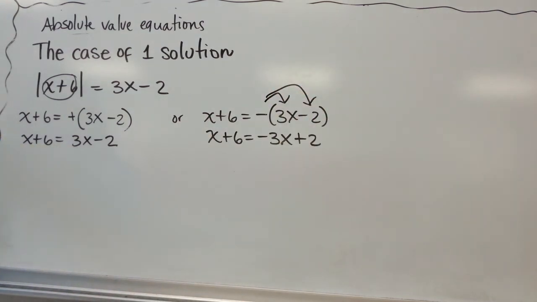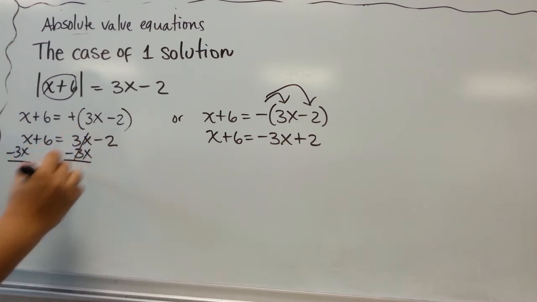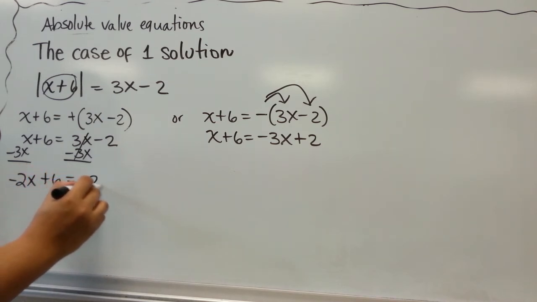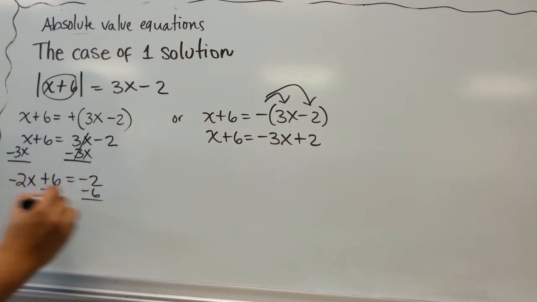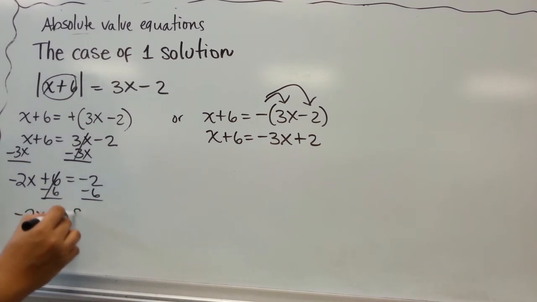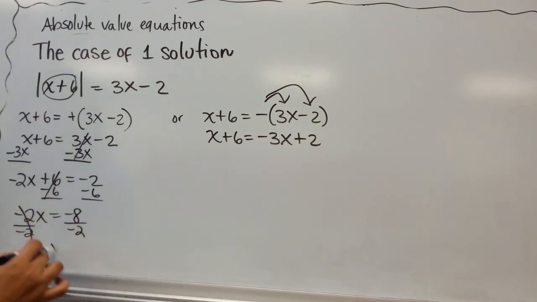All right, working with this, we have to get the x's on the same side. So I would do minus 3x, minus 3x. So we have minus 2x plus 6 equals negative 2. I'm going to subtract 6. We have minus 2x equals negative 8, and I'm going to divide by negative 2. X is equal to 4. Right? That's the first solution.